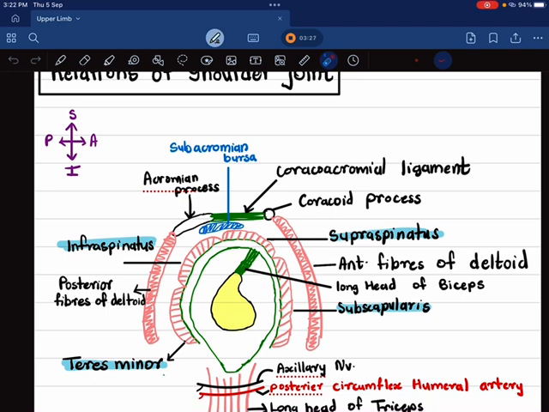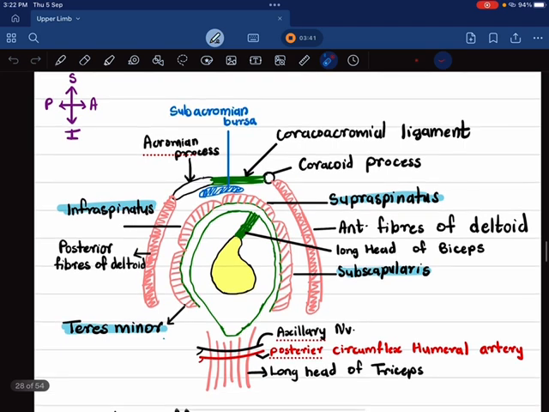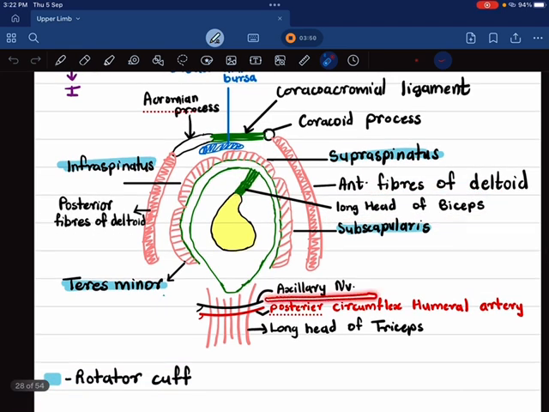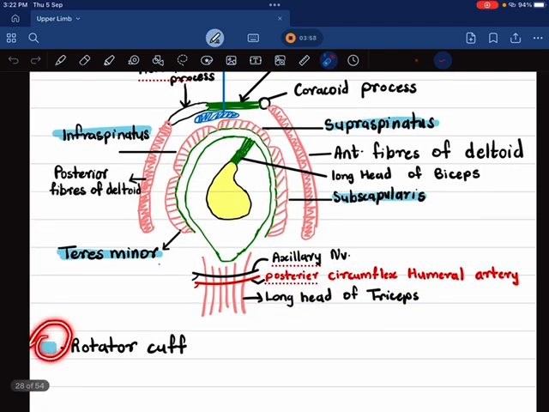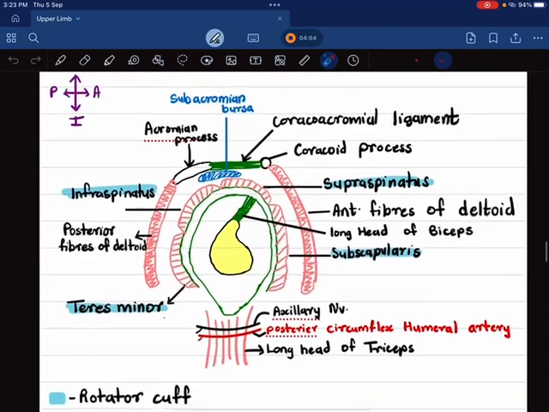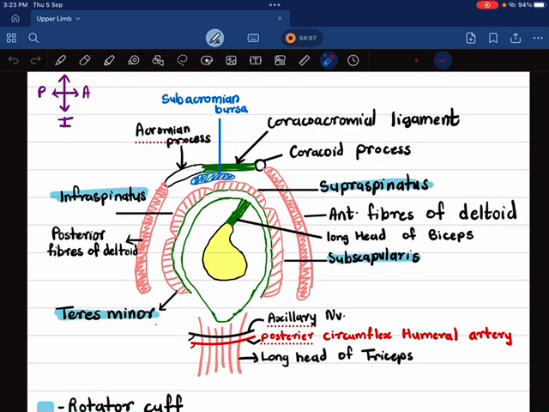Now below, on the undersurface, there are 4 muscles known as rotator cuff muscles, which include teres minor, infraspinatus, supraspinatus and subscapularis. Inside it there is one capsule, and inside which there is one tendon known as the long head of biceps. Inferiorly there is the axillary nerve, one artery which is the posterior circumflex humeral artery, and the long head of triceps. The one highlighted in blue is known as the rotator cuff muscles. This diagram is very important, so you all can take a screenshot or I can provide notes on Telegram.